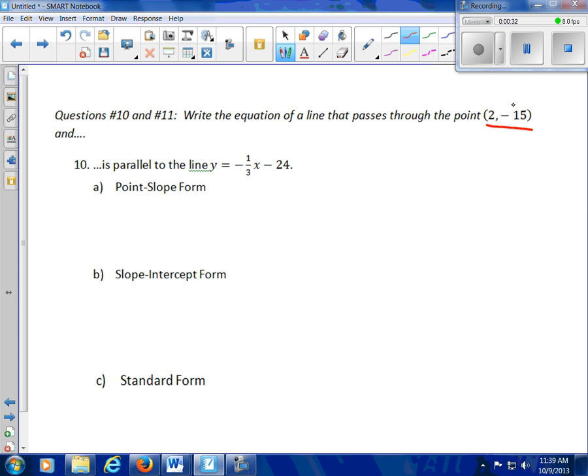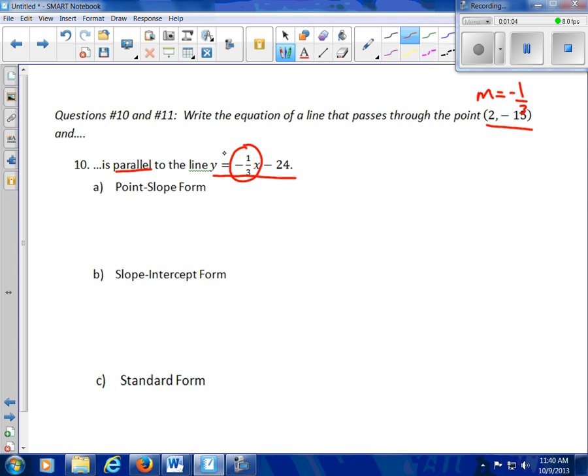So I'm going to have to write my equation that goes to that point. I don't know what the slope of that equation is, so I have to borrow the slope from the line that it is parallel to. We know from class that parallel lines have the same slope. So I'm going to borrow the slope of negative 1/3 from that line, and use that slope for my equation that goes through 2, negative 15.